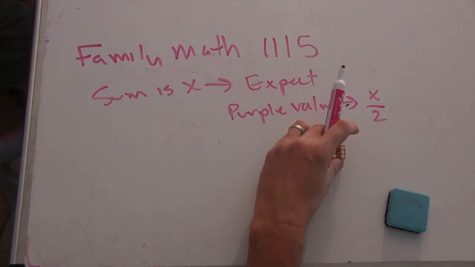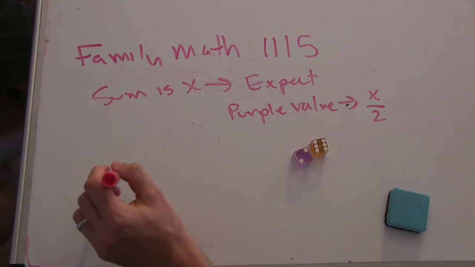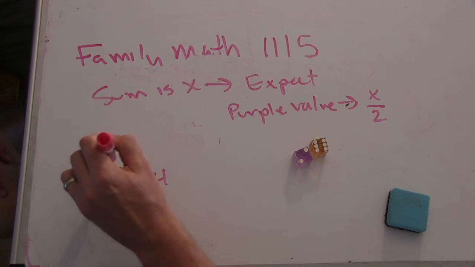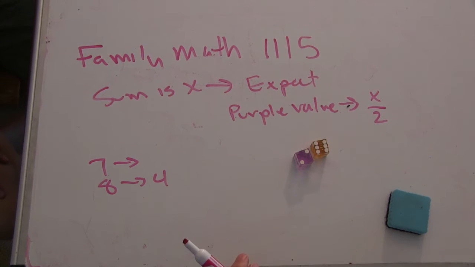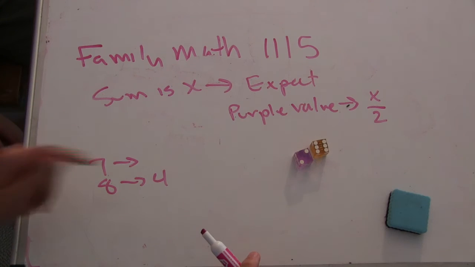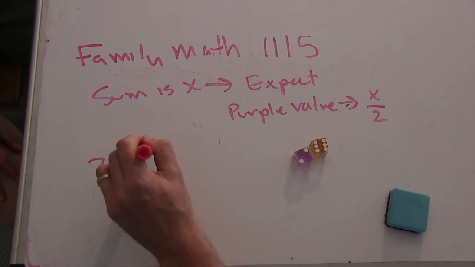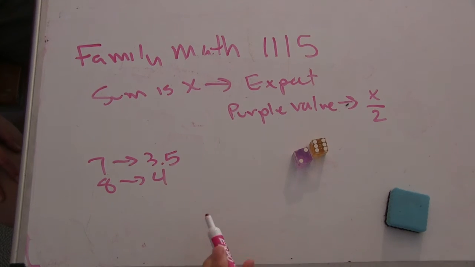Okay, interesting. So we already saw it with 8. We saw 4. What about 7? What do you think we're going to see? 7 should be 3.5. How come? Because numbers 1 through 6 can be rolled on the purple die, and when you average those, you get 3.5. So 7 is the one where we have all of them.